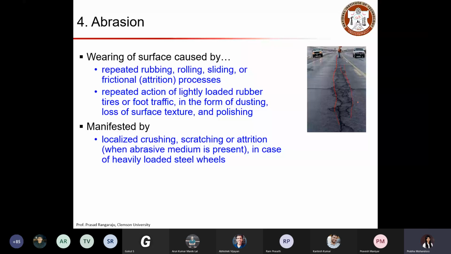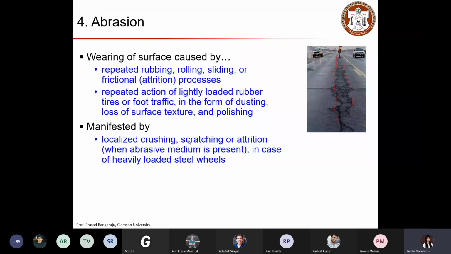So where do you expect such type of failure? You can expect it in industrial floors, which will be subjected to heavy vehicular movement, or any road structures, highways or bridge structures which will be in contact with constant vehicular movement. And these things will get manifested by localized crushing, scratching, or attrition. So when you have some abrasive medium, in case of heavily loaded steel wheels, those are things that will lead to such type of abrasion issues in your structures.